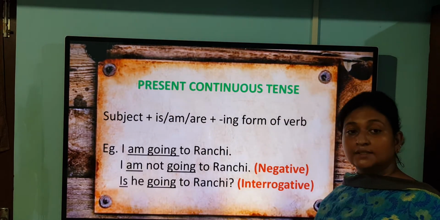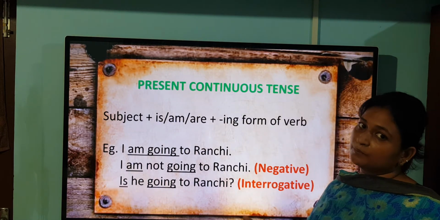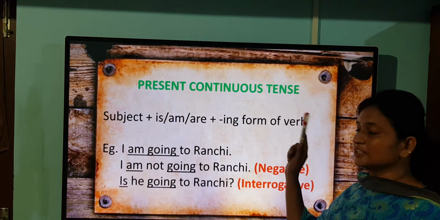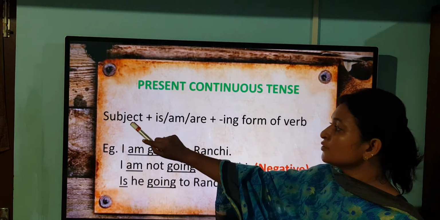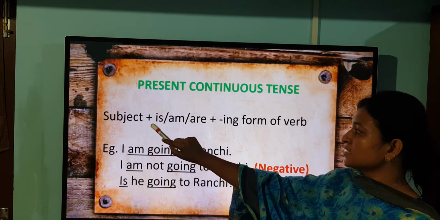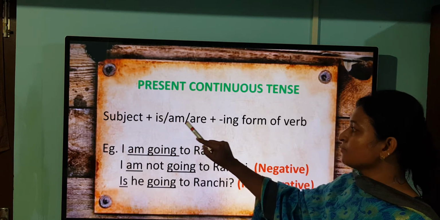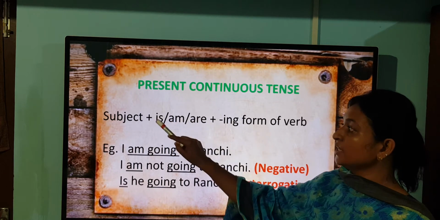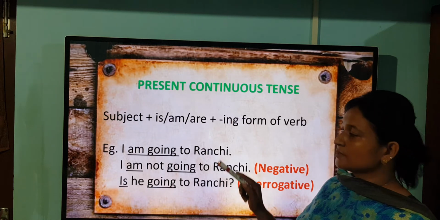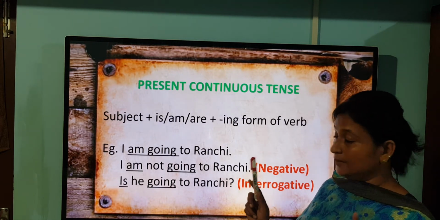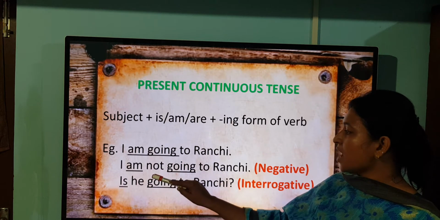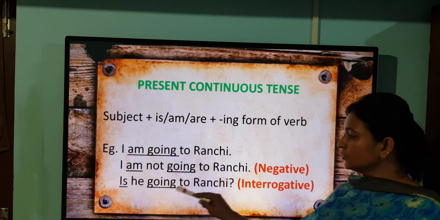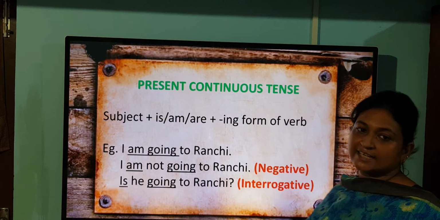Now let's see the second form of present tense, that is present continuous tense. Continuous means ing. So what is the rule for it? Subject plus is, am, are plus ing form of the verb. You know is when it is a singular subject. Am always with I, or plural subject. I'm going to Ranchi. I'm not going to Ranchi is negative. Is he going to Ranchi is interrogative.